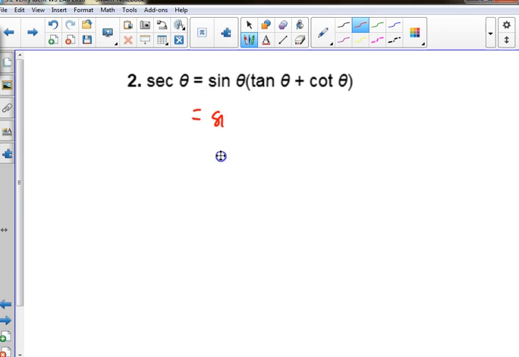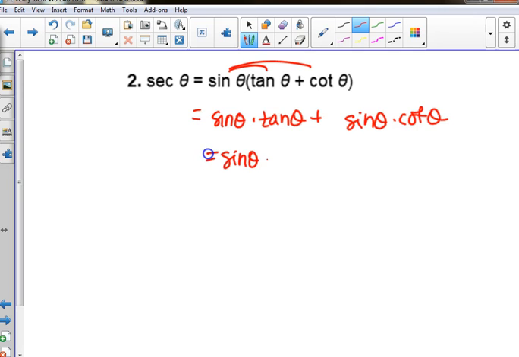Do you want to distribute first, or do you want to work in the parentheses first? Up to you guys. Distribute? Okay. So sine times tangent plus sine times cotangent. Okay. Now what? Change them into sines and cosines? Is that what you mean by that? Okay. You're good. So what do you want to write for tangent, guys?